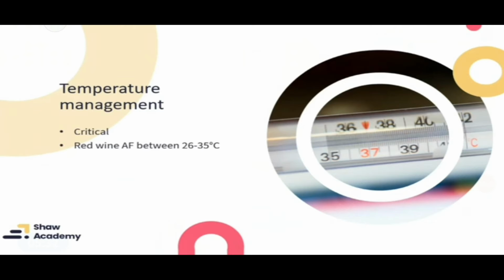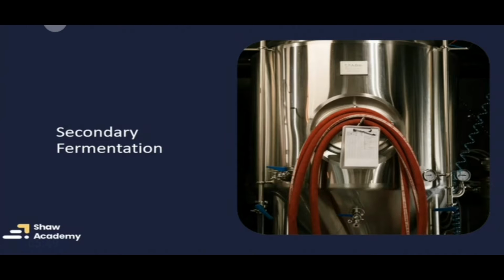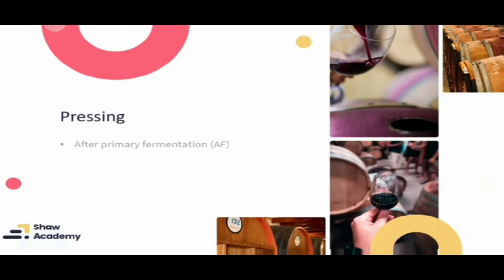Red wines normally ferment a little bit warmer than white wines and rosés, between 26 and 35 degrees Celsius, for increased color and tannin extraction. It is really important to note that temperatures above 35 degrees Celsius are highly unfavorable, as this greatly depresses the alcoholic fermentation. Once primary fermentation is complete, red wines normally undergo a secondary fermentation as well.